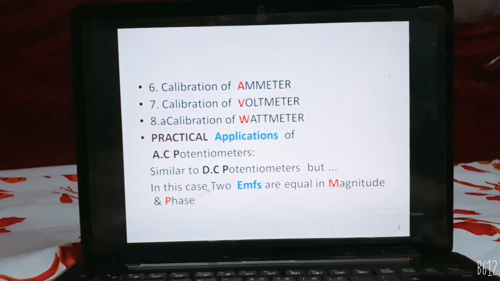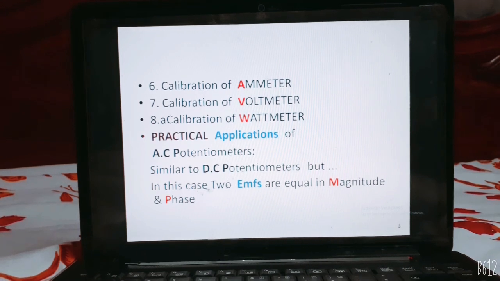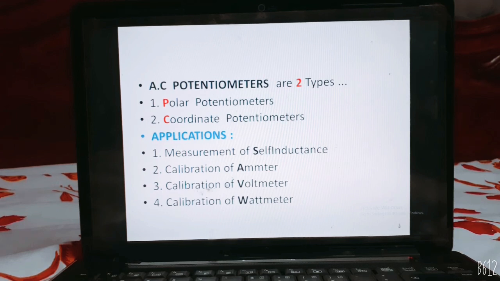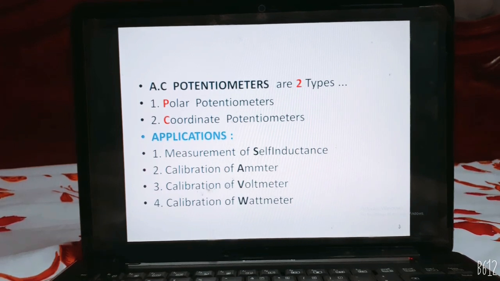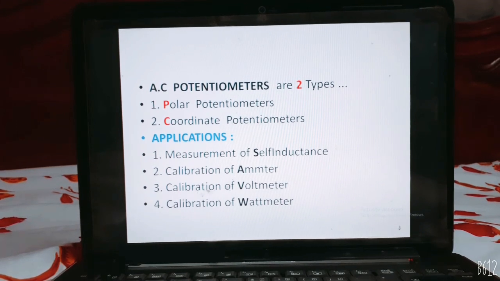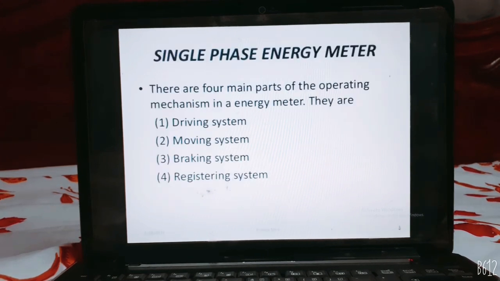Similarly, practical applications of AC potentiometers are similar to DC potentiometers, but in this case, two EMF are equal in magnitude and phase. AC potentiometers are of two types, polar potentiometer and coordinate potentiometer. These have general applications like measurement of self-inductance, calibration of ammeter, calibration of voltmeter and calibration of wattmeter.